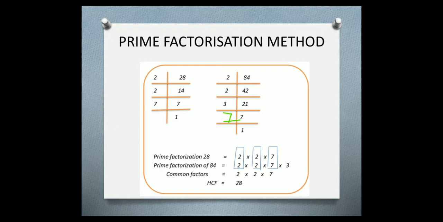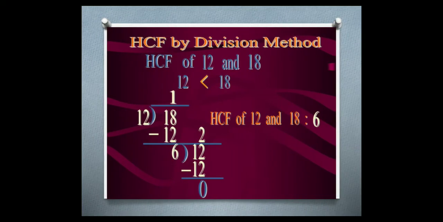Have you understood now? Yes. Now we'll go for the next one. So what is the next method? The next method is HCF by division. So that one is prime factorization. Now we are going to divide. For example, if you want to find HCF for 12 and 18.